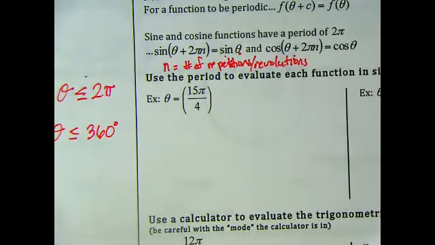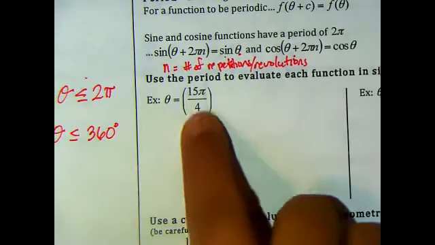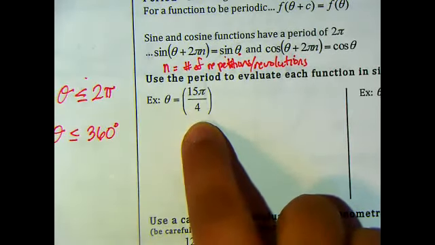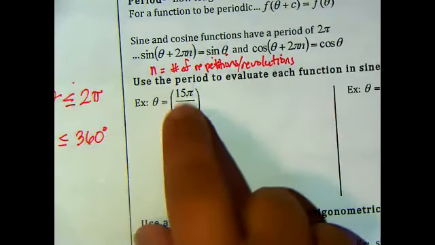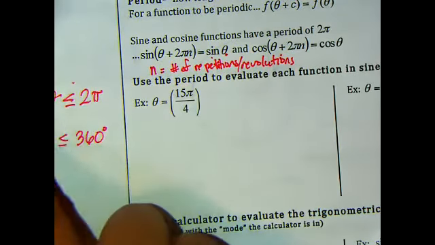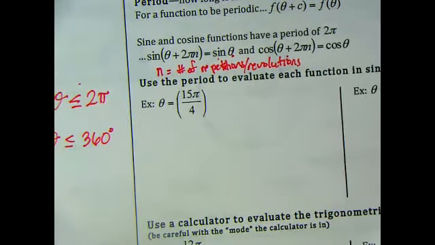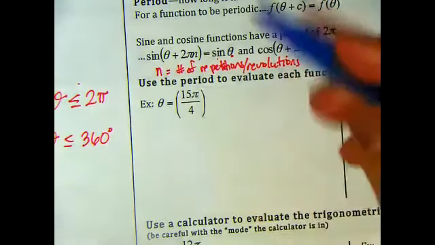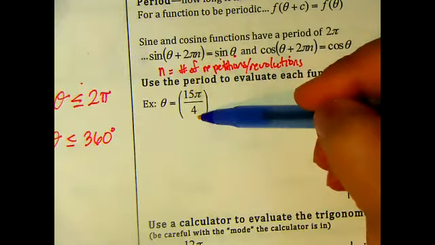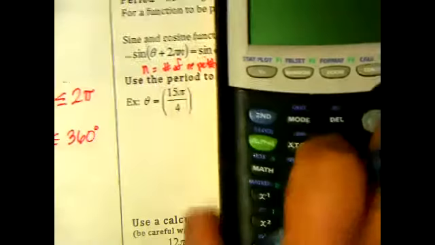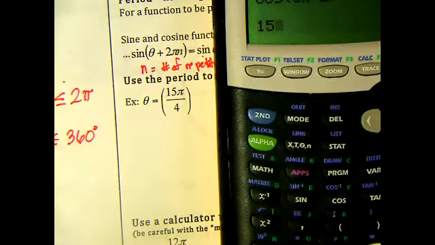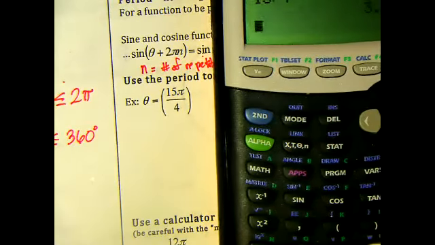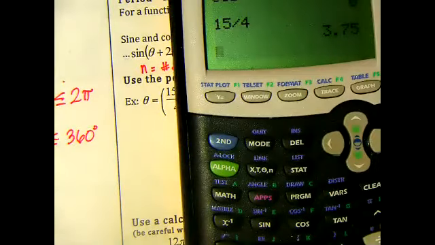So we're going to take 15 pi over 4 and subtract 2 pi until we get down to a theta between 0 and 2 pi. Quick check: 15 divided by 4 is definitely more than 2. I get 3.75 there, so I know that it's more than 2 pi.